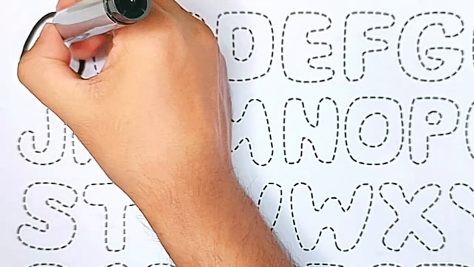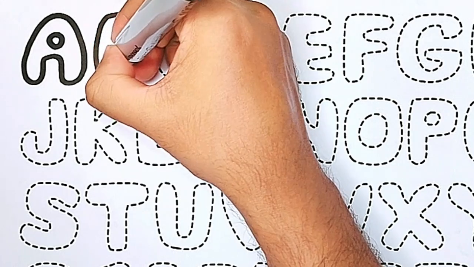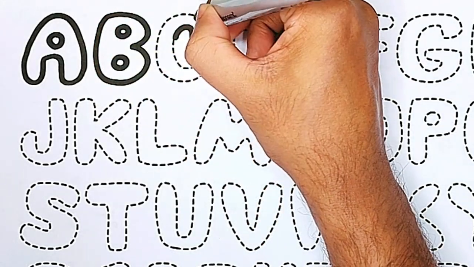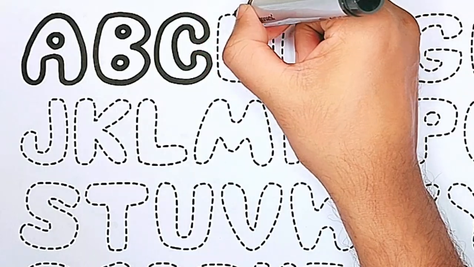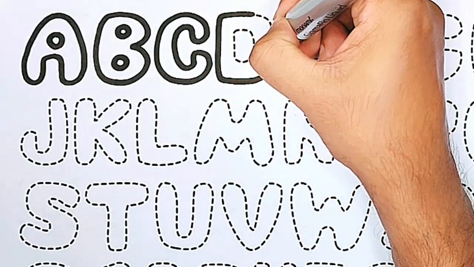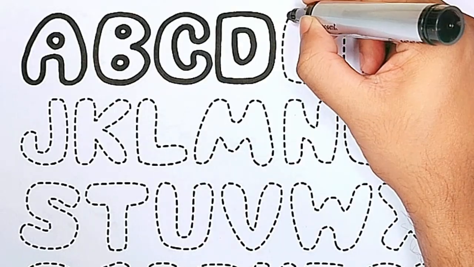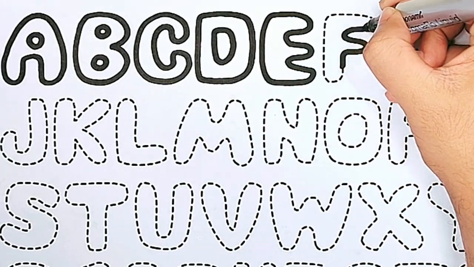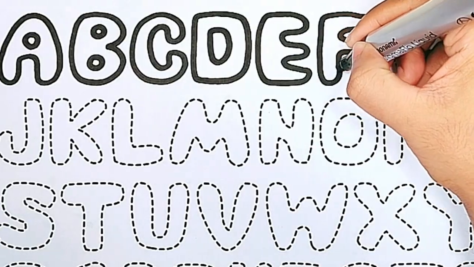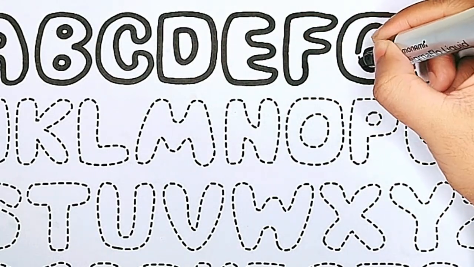A for angel. B for bear. C for cherry. D for diamond. E for emu. F for flag. G for garden.